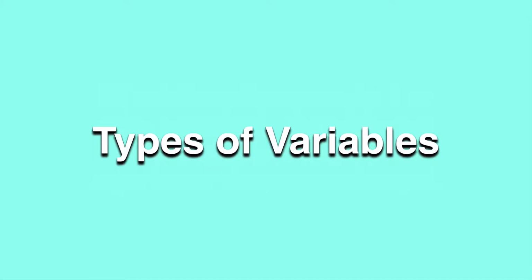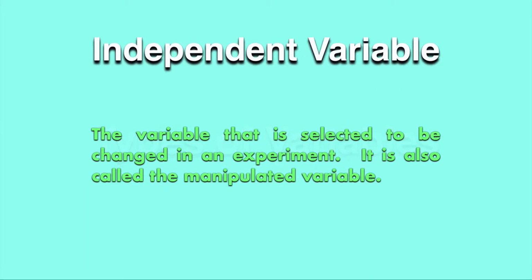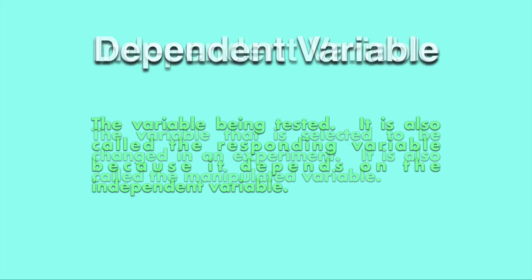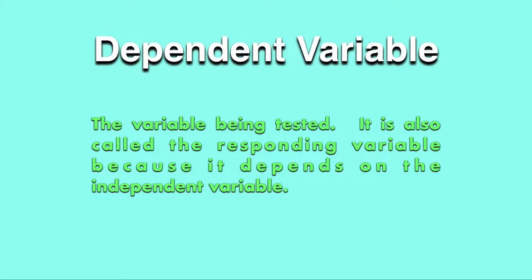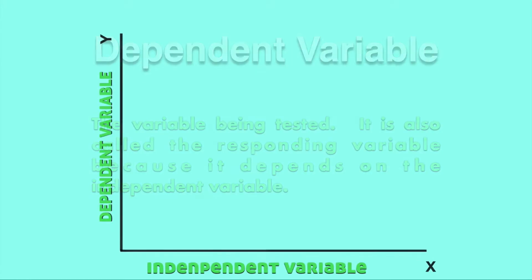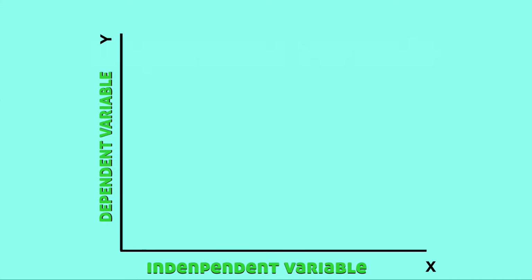The types of variables that we deal with are the independent variable, which is a variable that is selected to be changed in an experiment. You may also know it as the manipulated variable. And the dependent variable. This is the variable being tested. It is also known as the responding variable because it depends on the independent variable. On a set of axes, the independent variable goes on the x, and the dependent variable goes on the y.